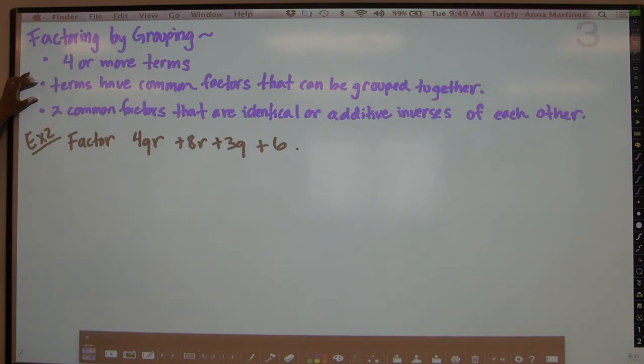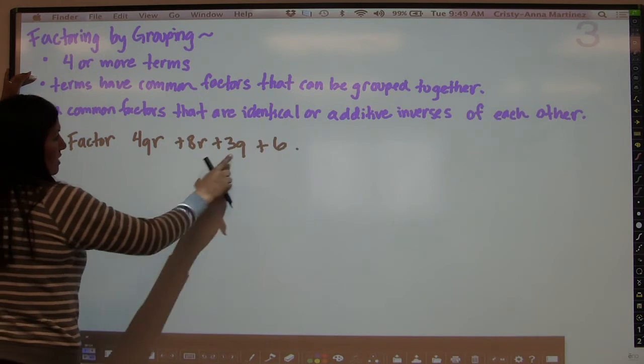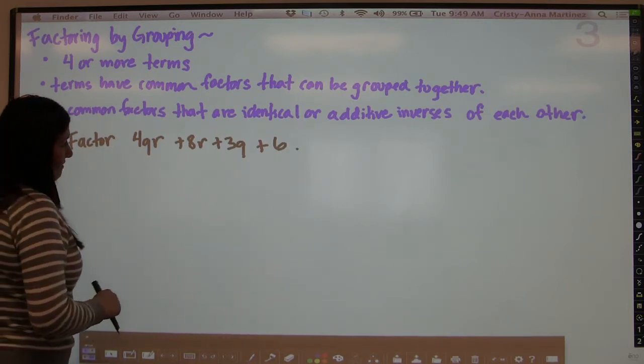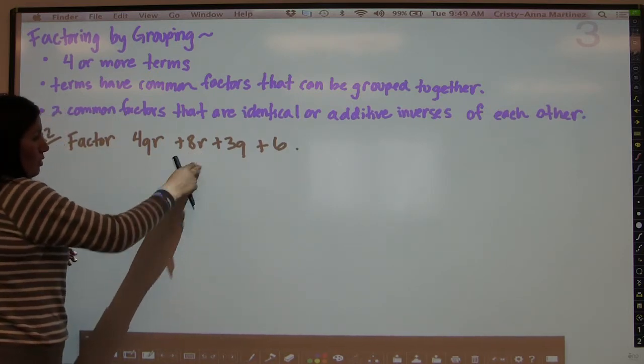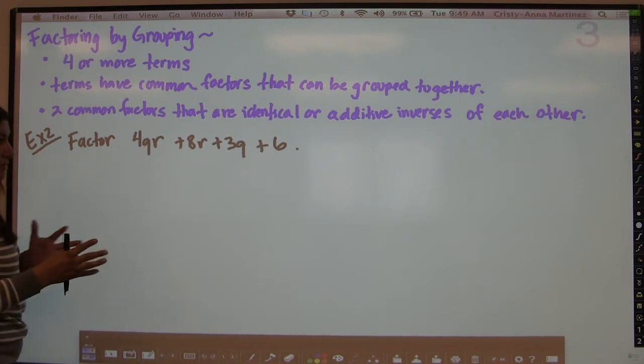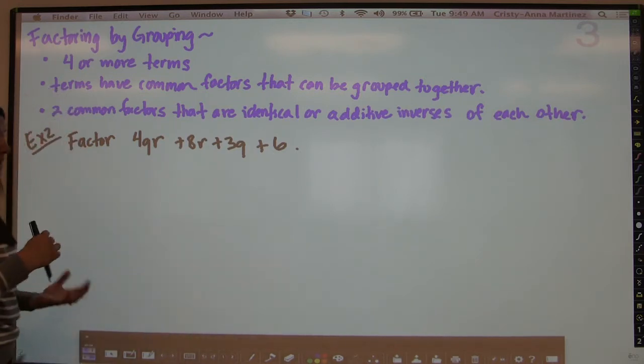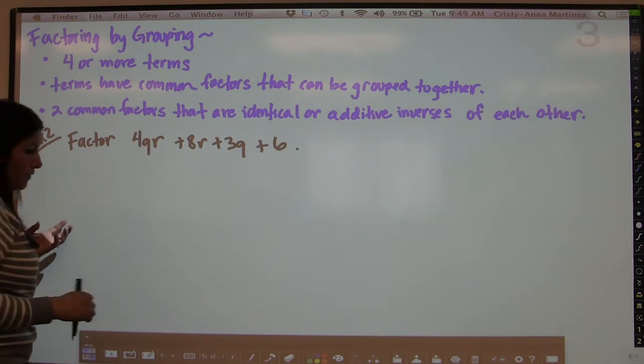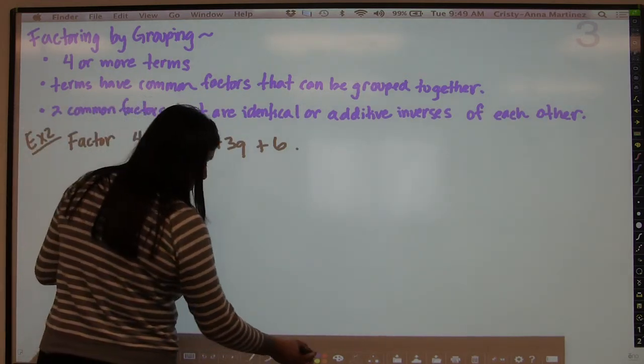Then the second thing that has to happen is terms have to have common factors that can be grouped together. So for example, the Q and the Q, the R and the R can be grouped together. And then lastly, and probably most importantly, they have to have 2 common factors that are identical or additive inverses. So identical means they have to have like R and R, or R squared and R squared, or in this case Q and Q. They can be Q and negative Q. That would be additive inverses of each other. And so we're going to show you kind of how this works here. So in example 2, we have those scenarios, that situation happening.